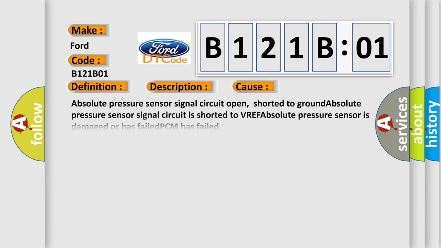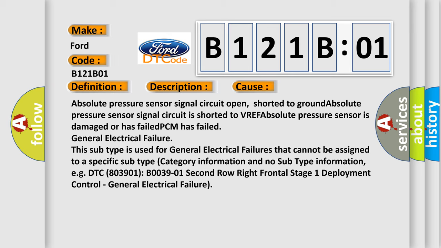This diagnostic error occurs most often in these cases: absolute pressure sensor signal circuit open, shorted to ground. Absolute pressure sensor signal circuit is shorted to VREF. Absolute pressure sensor is damaged or has failed. PCM has failed. General electrical failure. This subtype is used for general electrical failures that cannot be assigned to a specific subtype category information and no subtype information, e.g. DTC 803901B00390 second row right front frontal stage 1 deployment control, general electrical failure.